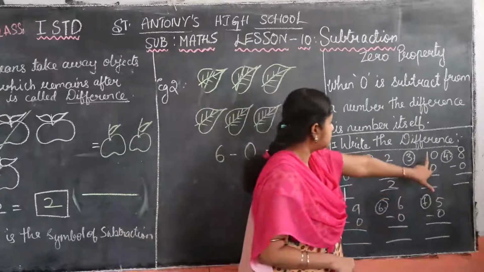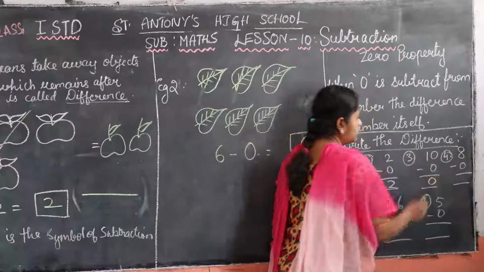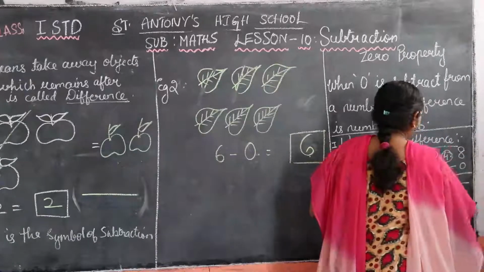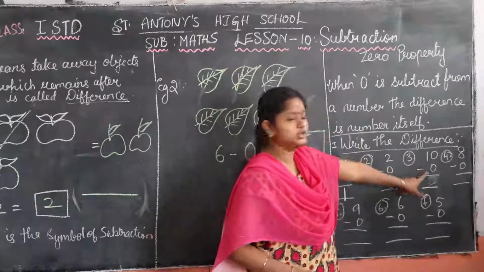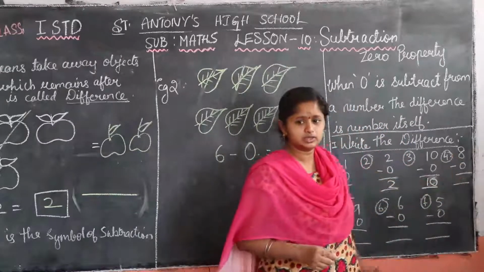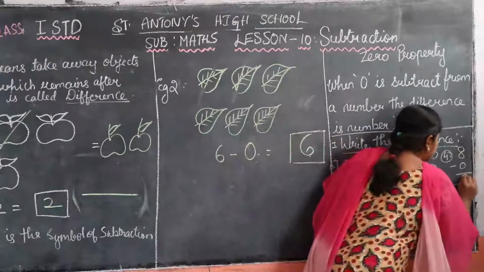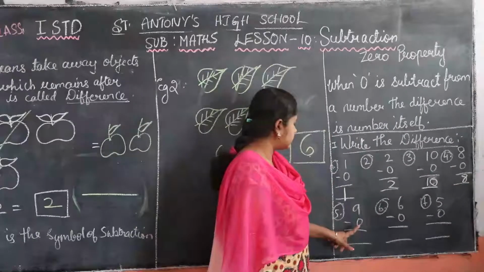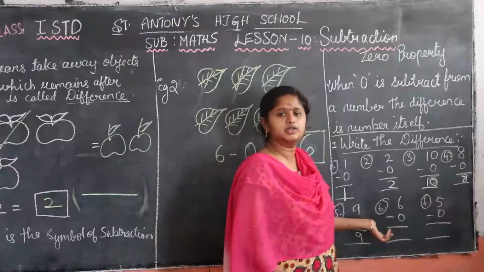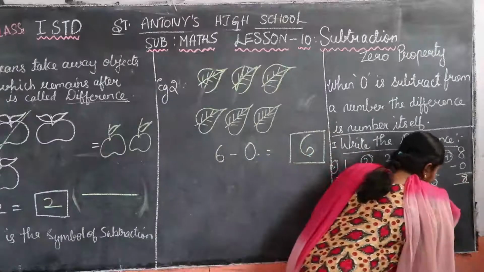Okay. Next, 10 minus 0 is 10 only. Yes, no, children? Next, 8 minus 0. You got 10. So 10 minus 0 is how much, children? 10. As it is a number, you have to write it. If you get sums like this, 8 minus 0 is the same number, 8. Okay, next 9 minus 0 is 9. 6 minus 0 is 6. 5 minus 0 is 5.